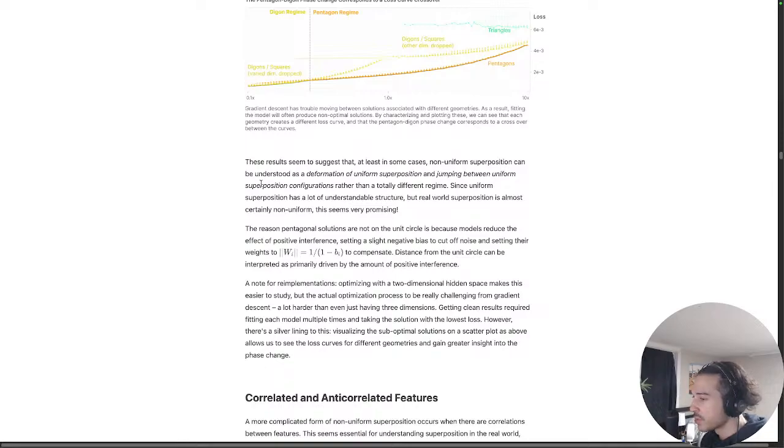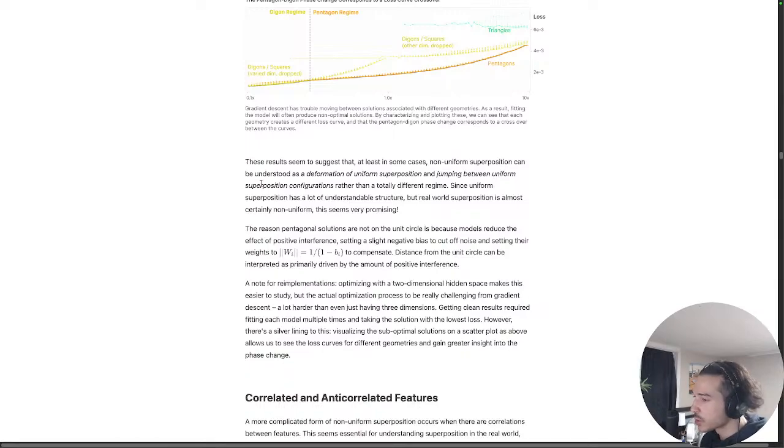A note for reimplementations. Optimizing with a 2-dimensional hidden space makes this easier to study, but the actual optimization process turns out to be really challenging for gradient descent, a lot harder than even just having 3 dimensions.